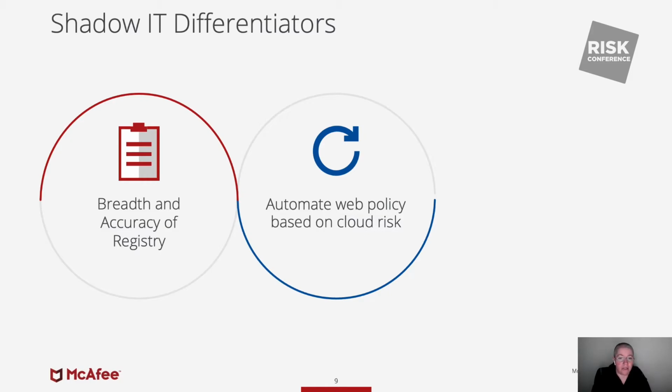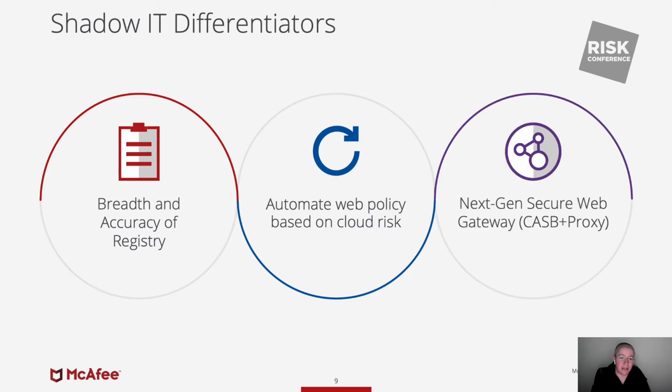So automation is very important. And the cloud risk assessment is key to make those decisions beyond, is this, you know, an anonymizing website or not, or a social networking site or not. So it is really the case of next generation secure web gateway.